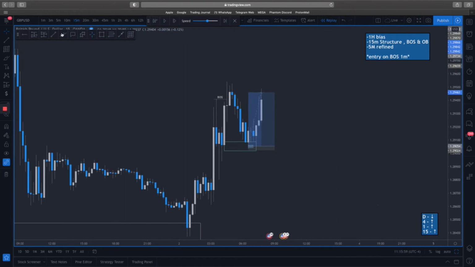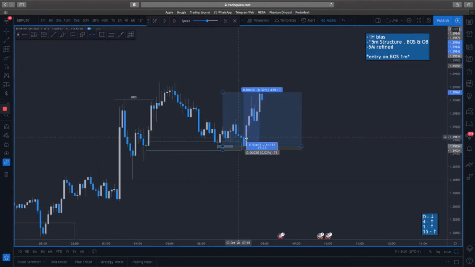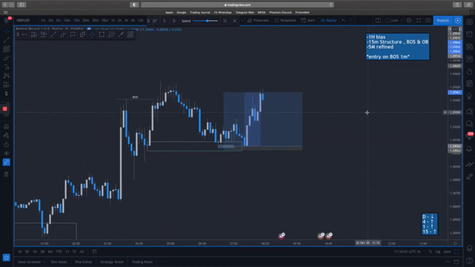Also, what I'll do, and this again is up to you, is follow on the 5-minute structure. So I will do that. I will place my stop loss below 5-minute structure. But in this case, this came first, so I just took my profits there. All right, and that's it right there.